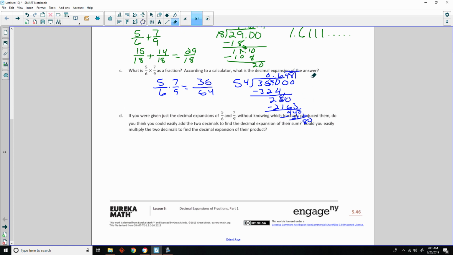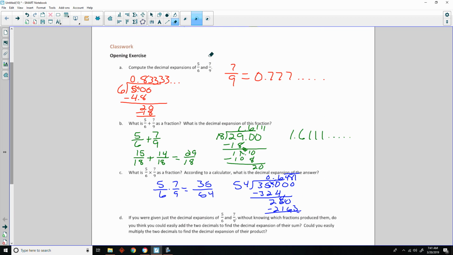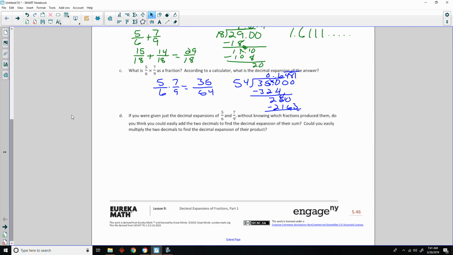All right, so a little bit of practice with computing two fractions, then adding them and seeing what their sum is, and then multiplying them and seeing what their product is. 7 times 8 is 56, so let's see, 64. Interesting. All right, so D.